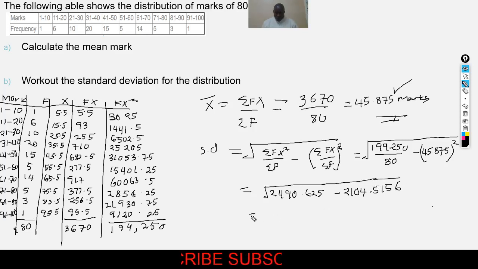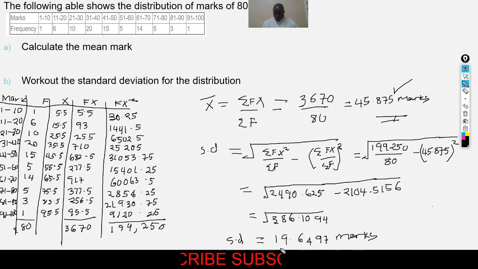Now, which is equal to square root of 386. When you subtract, you get 386.1094. So this gives our standard deviation as the square root of that, which gives you 19.6497 marks. This was the deviation from the mean, the standard deviation.